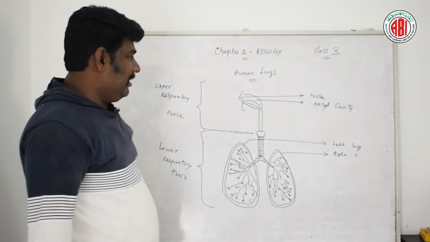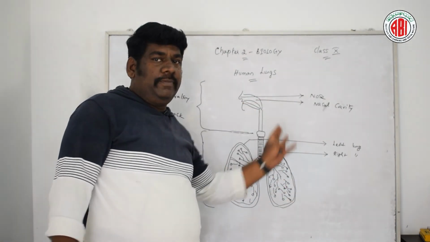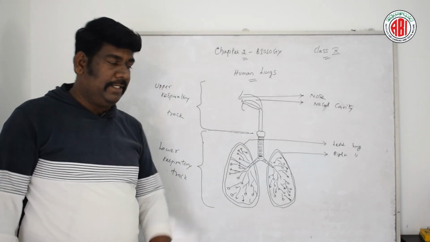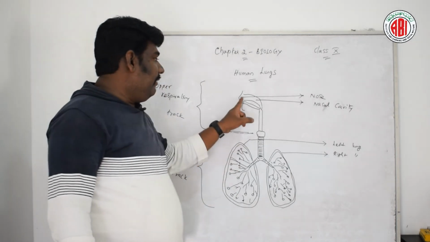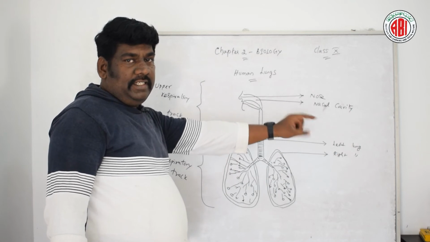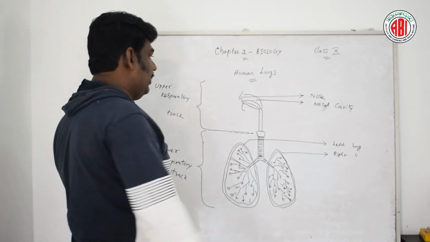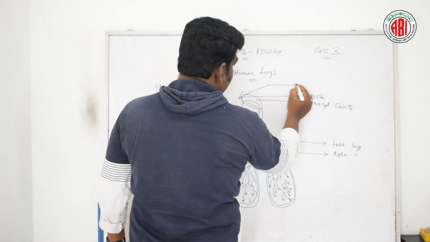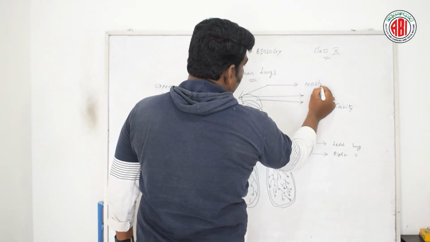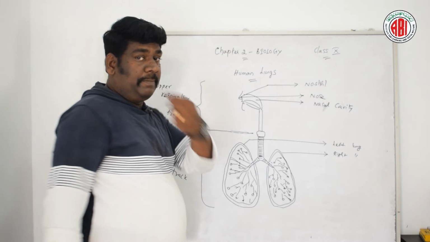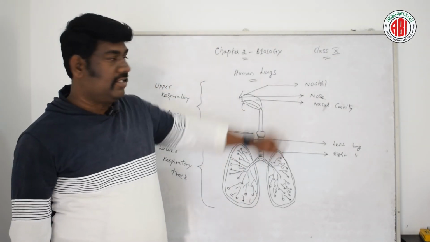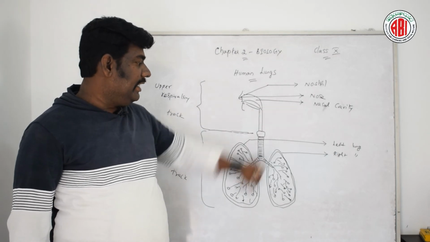But we are going to draw human lungs, so it is not required to mention the buccal cavity. If it is possible, mention it, or not required. From the nose, the air passes to the nasal cavity through a hole. That hole is called the nostril. We have a pair of holes, right side and left side. These holes are called nostrils, and this is the nose and nasal cavity.